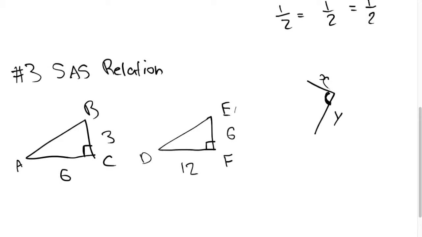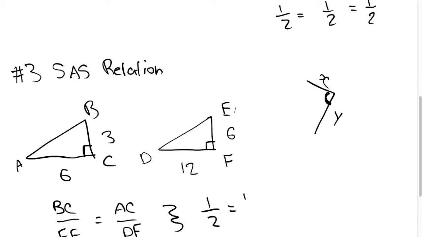So in this case, we have to write BC over EF is equal to AC over DF, right? And after we solve this, or simplify it, we get 1 over 2 is equal to 1 over 2. So we do, as a matter of fact, know that the side angle side relationship is present in both these triangles up till now.